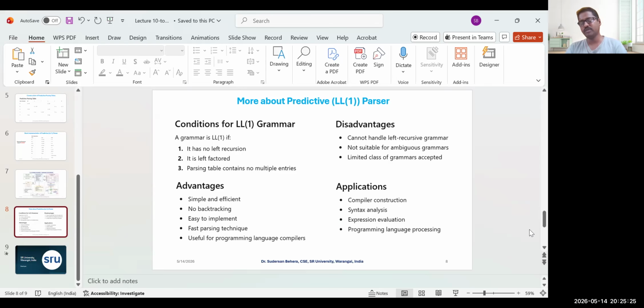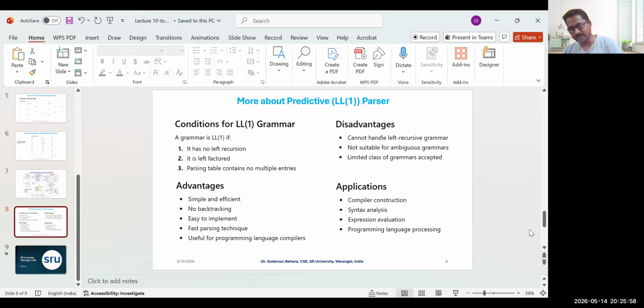Why is it called LL1? Because the first L indicates left to right scanning of the input. The second L indicates leftmost derivation, and the one indicates following exactly one look ahead symbol at a time. I mean, what will be the next input symbol? It finds that out, and based on that it works. Okay, so this is all about your top-down parser.